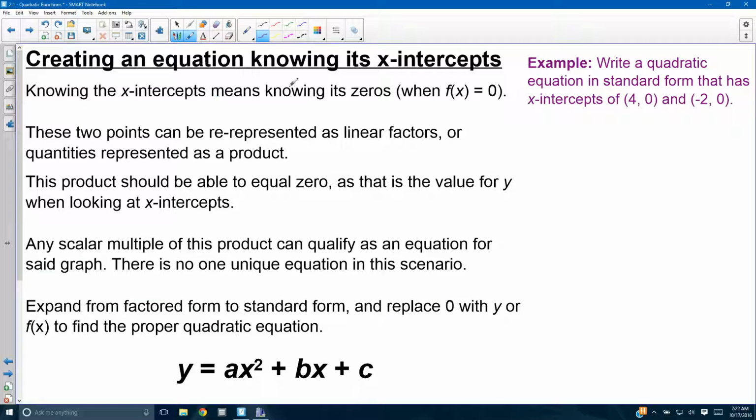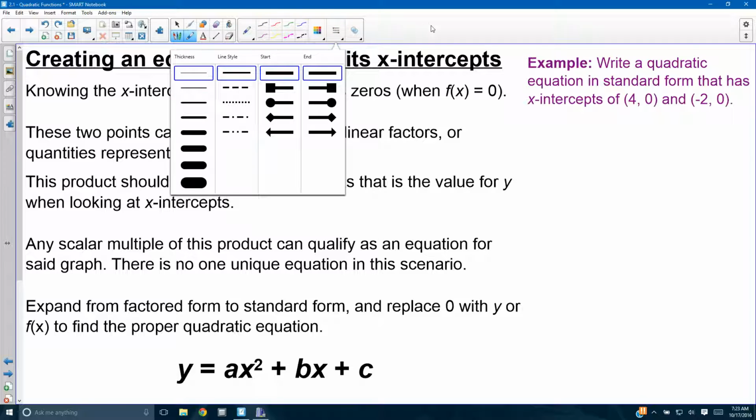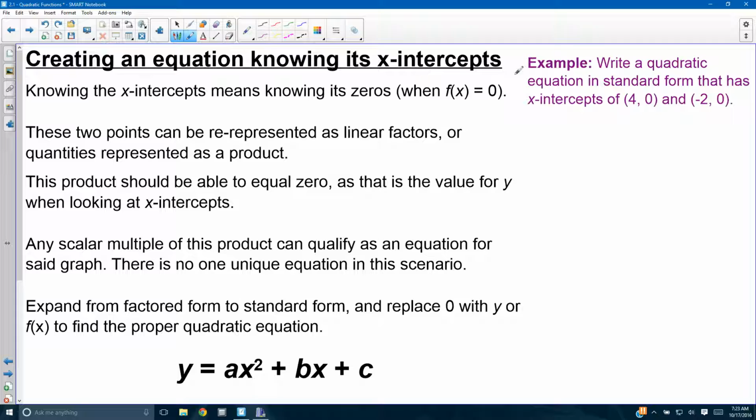Okay, this time let's create an equation knowing its x-intercepts. Now, creating an equation, not just the equation. Knowing the x-intercepts means you're knowing its zeros, meaning you're knowing the values of x when y is 0. All right, so we can represent these numbers as linear factors or quantities represented as a product. So I'm going to do this one by one here. I'm going to use the example as I'm going along so you can follow along with what I mean, because there's no picture. Now, I'll draw a picture here though.